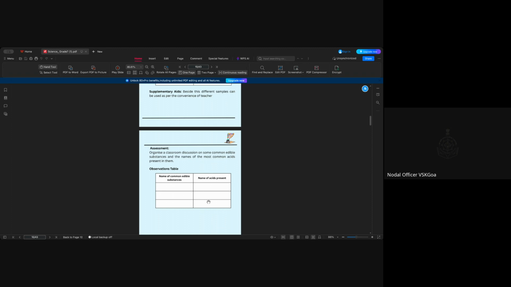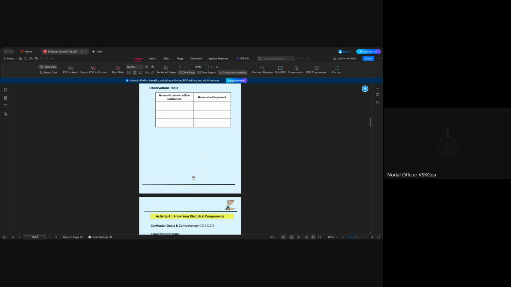That particular substances can be given as a list, or you can also give them a free hand wherein they can write about the common edible substances on their own, and they can just try to figure out what acids are present inside these substances. So here we are giving them an opportunity to explore, which is mentioned in our CG6. That is one particular CG which it caters to, where they are exploring the process of science. So this particular activity can be given.